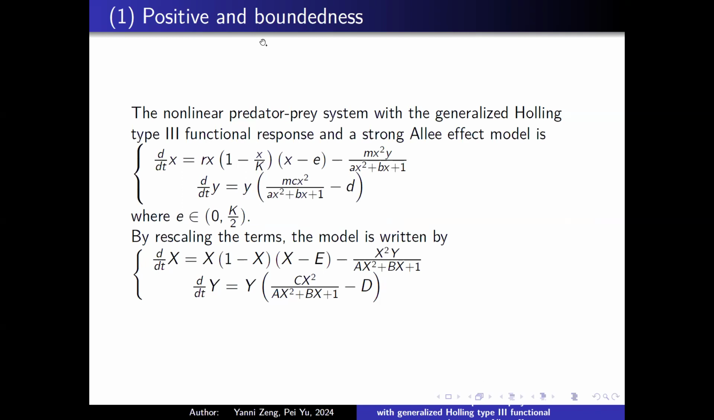First, we need to understand the model. Here is the rate of prey, the rate of change of prey. And this term is logistic growth. Logistic growth is normal. And this term is the Allee effect. Allee effect is also famous. And the last one is Holling type III, a kind of functional response.